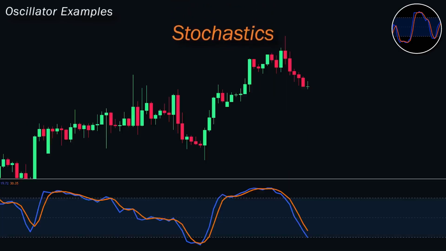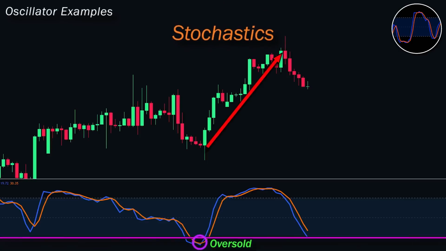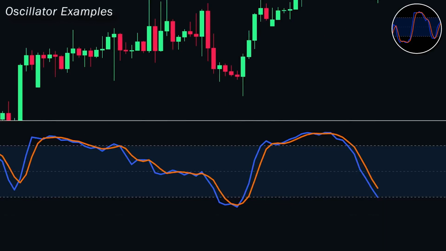Stochastic. If both lines are at oversold, it signals a possible reversal to the upside, and if both lines are at overbought, it signals a possible reversal to the downside. These two lines can also cross over each other. Future price movements.